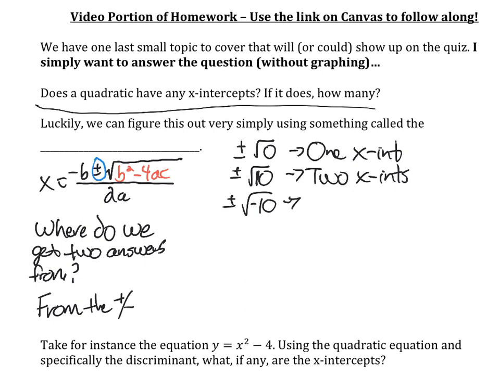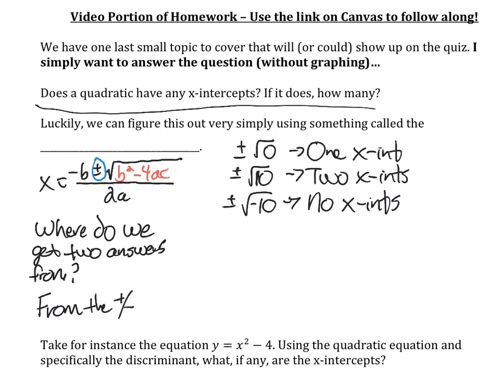Well, what if I did something like plus or minus root negative 10? If you think back to your radical rules from last year, can you take the square root of a negative number? Well, with real numbers you can't. You cannot take the square root of a negative number. So what are you going to have? You're going to have no x-intercepts. The quadratic equation breaks down if you have a negative under the radical.